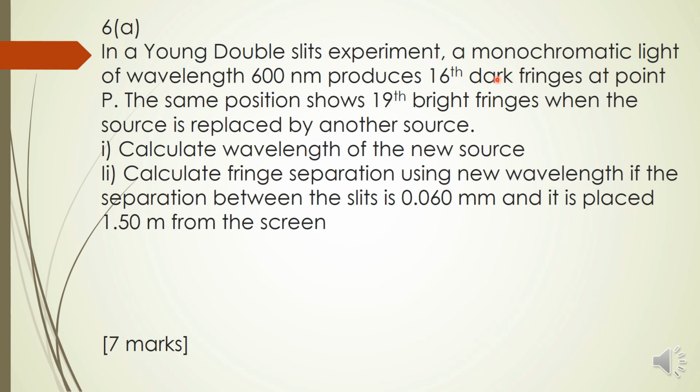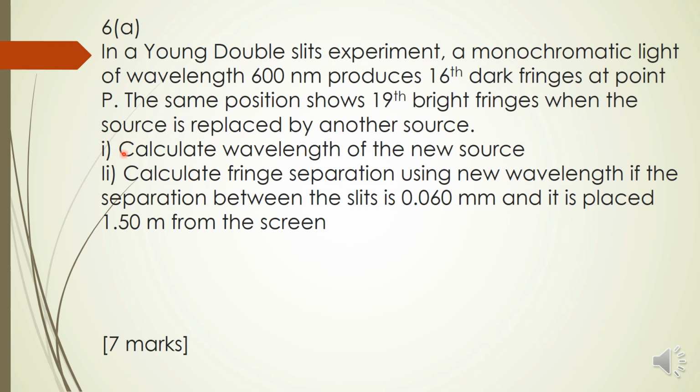So dark fringe here is not the order, this is the dark fringe count. So its order is equal to 15 at point P. At the same point, meaning at point P, show 19 bright fringes. So the order for bright fringe is 19, because for bright fringes the order is the same as the count. When the source is replaced by another source.